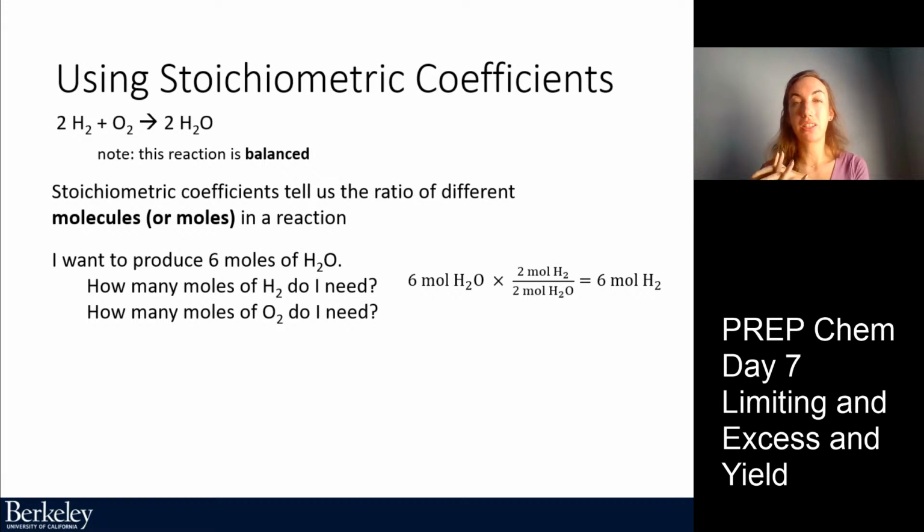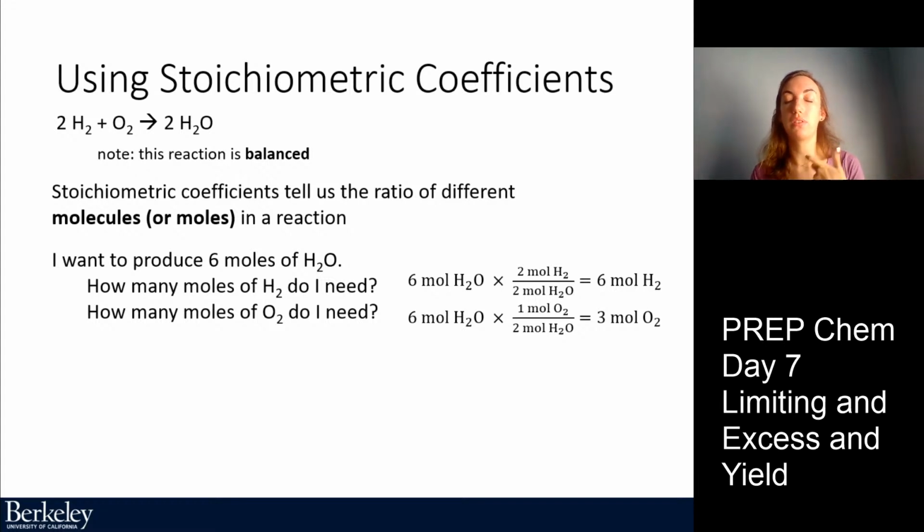And we talked about this on day 2, I think. But just like you can cancel out things in normal fractions, you can cancel out units here. So I have 6 moles of H2O, and then I've put units of moles of H2O on the bottom of my conversion factor so that I can cancel those two out and get my final answer in units of moles of H2. I can do exactly the same thing with O2, except now I'm using different stoichiometric coefficients to get my final answer in units of moles of O2.